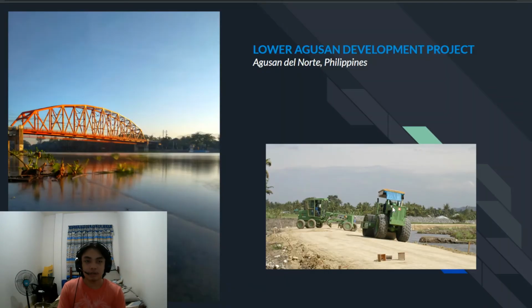First is the Lower Agusan Development Project, which can be found in Agusan del Norte, Philippines. Utilization and control of the Agusan River through flood mitigation and irrigation works.